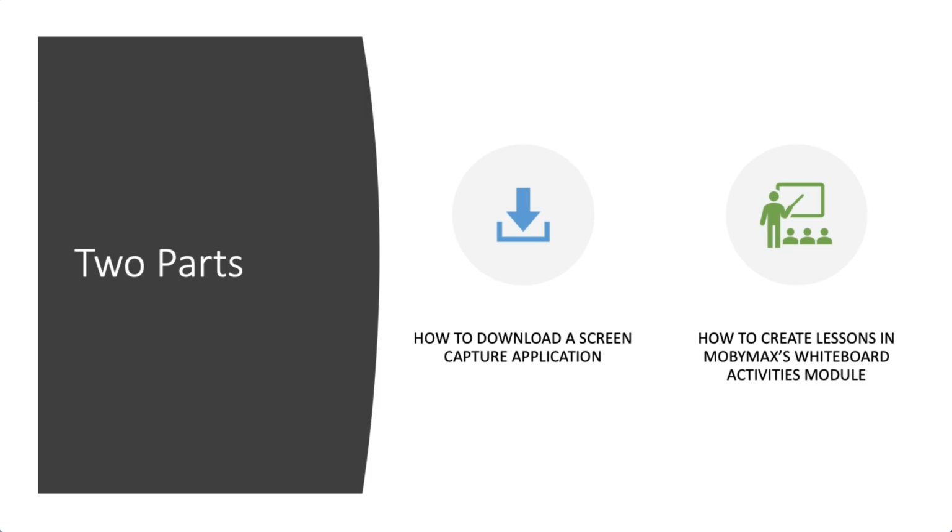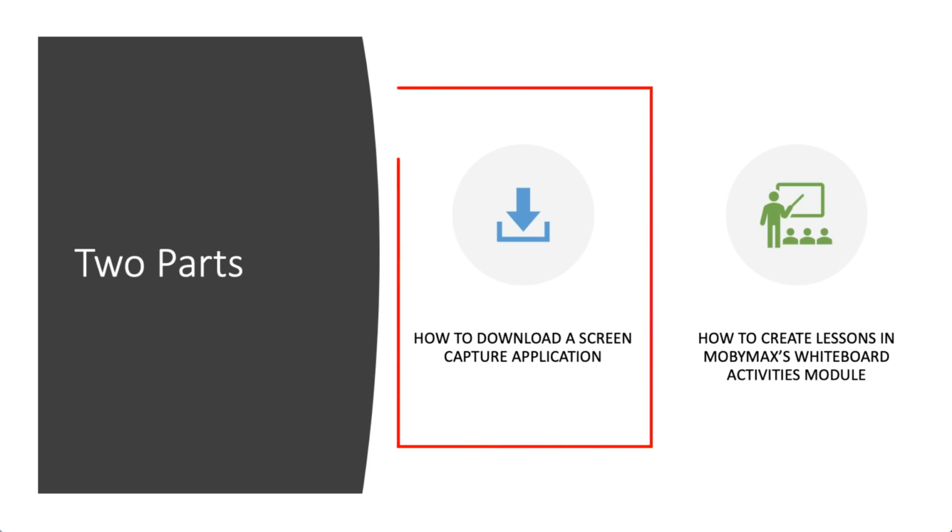This video is broken into two parts. In the first part, we'll show you how to download a free tool to record your screen. In the second part, we'll show you how to create lessons in MobyMax's Whiteboard Activities module. The first thing you'll need to create a video lesson is some way to record your computer screen. There are a ton of different screen recording applications out there, but we're going to point you towards a Chrome browser extension called Nimbus because it works on both Mac and Windows, it's easy to use, and it's free.